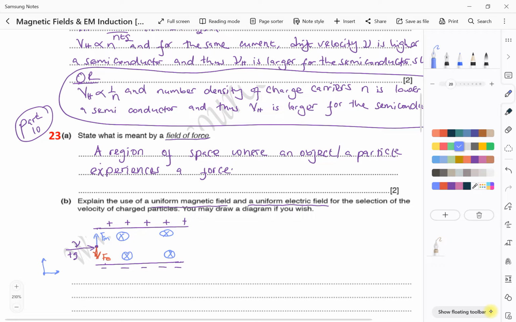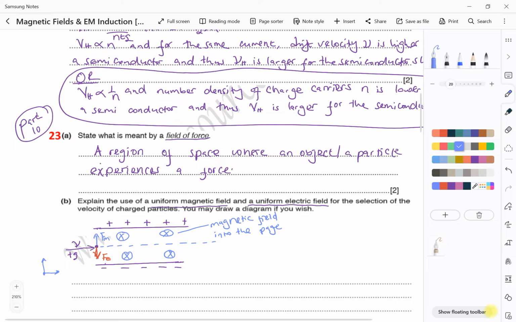If these two forces are equal, then the particle should go through without being deviated. It would continue in this direction here. So this is the magnetic field into the page, and the plates are showing a uniform electric field.